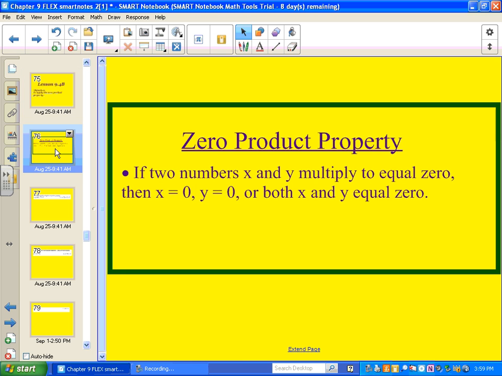The zero product property says if two numbers, x and y, multiply to equal 0, then x equals 0, y equals 0, or both x and y equal 0. Once again, the zero product property: if two numbers, x and y, multiply to equal 0, then x equals 0, y equals 0, or both x and y equal 0.